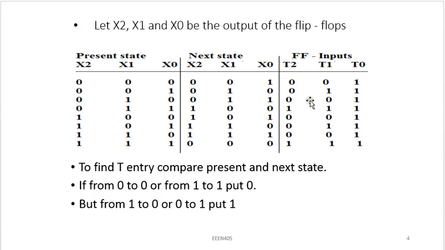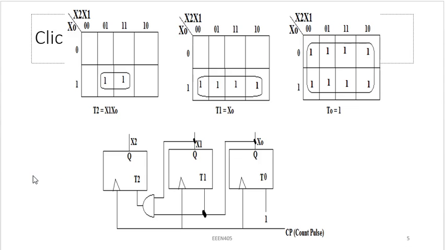We use a Karnaugh map. For instance, for t2, I have only 2 places where the value is 1, this place and the last one. And when this is 0, what is the corresponding value? In the present state, we have 0 0 0 1 1, and when it is 1 here, the corresponding value is 1 1 1, which means whenever we are trying to find the Boolean function of this, we consider the present state. And this is the Karnaugh map for t2, where I have only 2 ones. Combining them will give me x1 x0.